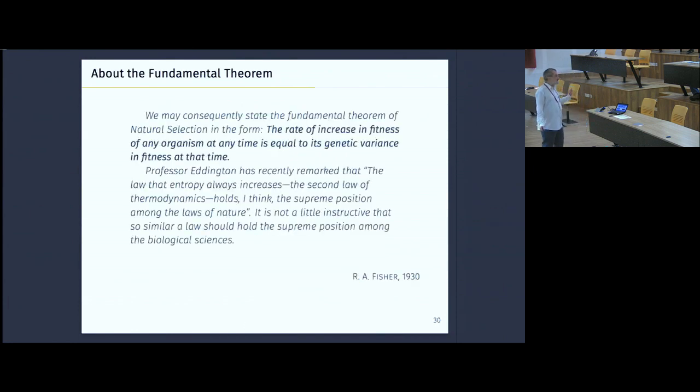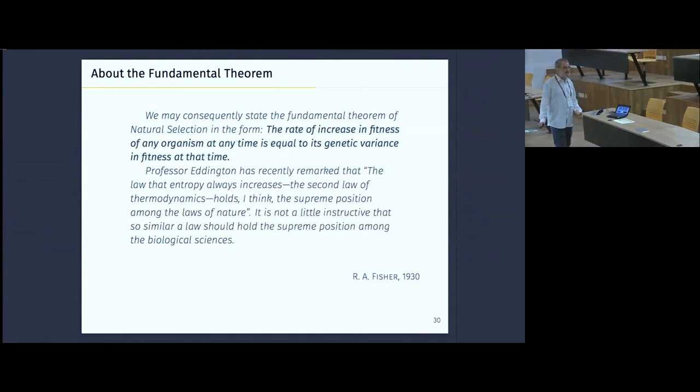So this is a fundamental theorem. It's called the fundamental theorem of natural selection. I'm simplifying enormously what it is, but this is the gist of it. We may consequently state a fundamental theorem of natural selection in the form: the rate of increase in fitness of any organism at any time is equal to its genetic variance in fitness at that time.